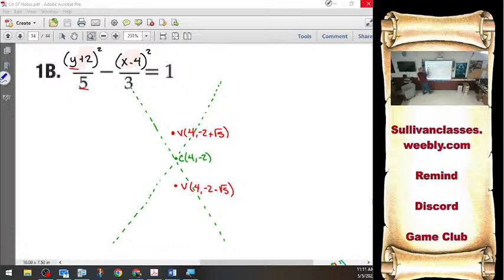My foci are going to be, remember c is now the square root of a squared plus b squared. So simplify it. Almost 3 on your graph. So I'm going to go up almost 3 for foci. Focus is at 4, -2 plus 2 root of 2, and 4, -2 minus 2 root of 2.